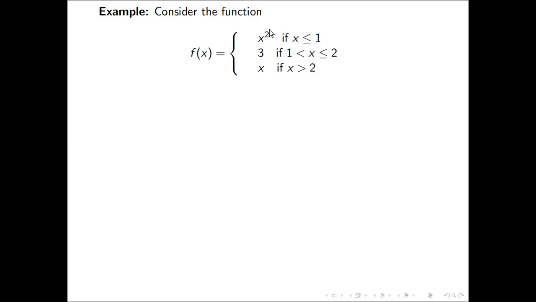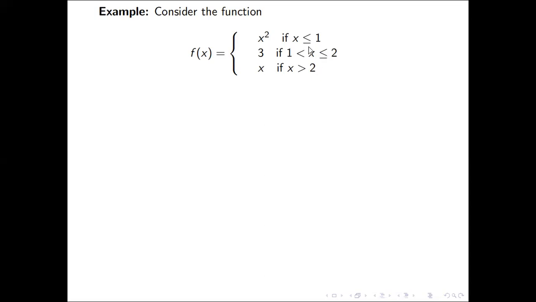So if I ask you first, what is f of 0? Anyone? Okay, what is f of 0? Why is it 0? Anyone who answered 0.